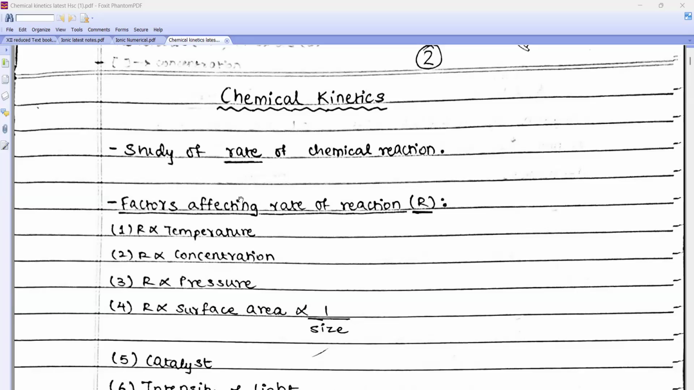We are going to start today with a new chapter, that is chemical kinetics. Whenever I talk about chemical, it is related to chemical reaction. Chemical kinetics means speed. In chemistry, instead of speed, we use the word rate. So in this chapter we are going to study the rate of chemical reaction and the factors affecting the rate of chemical reaction.